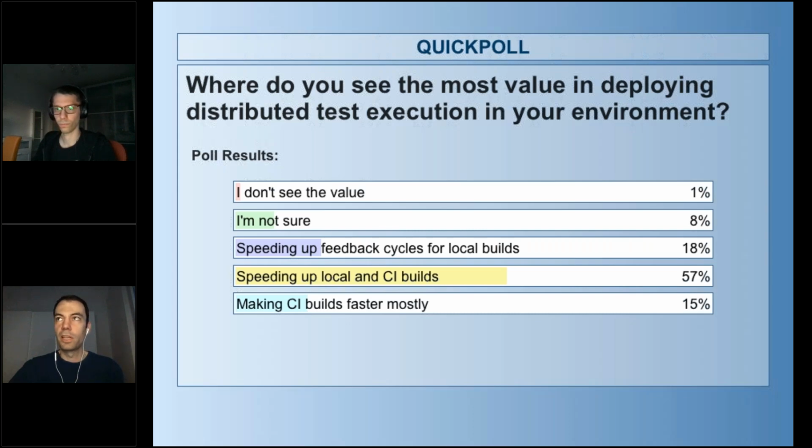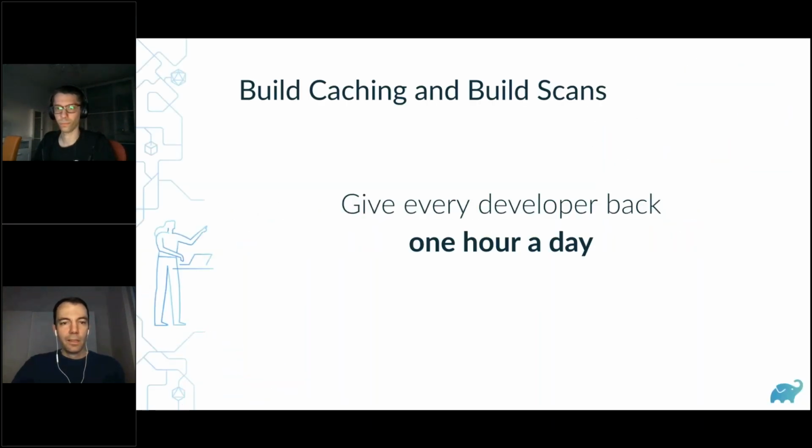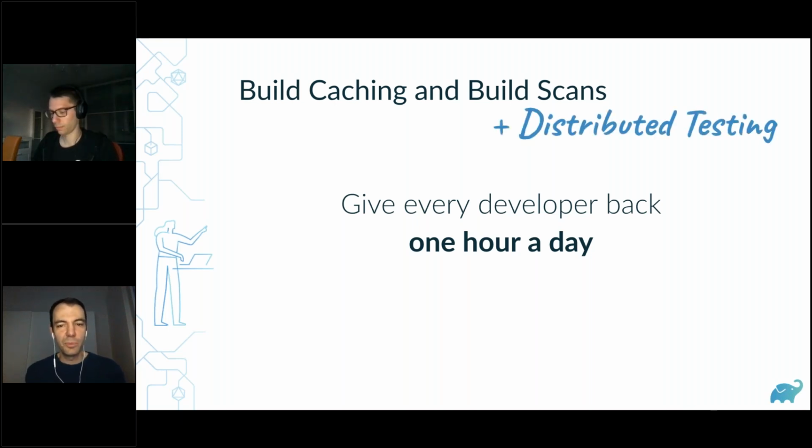All right, let's go back to the slides. To sum this up, if you have ever visited the Gradle.com website, you've probably come across this statement here, that build caching and build scans can give every developer back an hour a day. And I believe that now that we add distributed testing to the mix, we can even change that. I think we can say we can give every developer back 2 hours a day. That would be a very motivational, inspiring goal to have, not only for me as a developer at Gradle, but for everyone really being excited about faster builds, faster feedback cycles, and increased productivity.